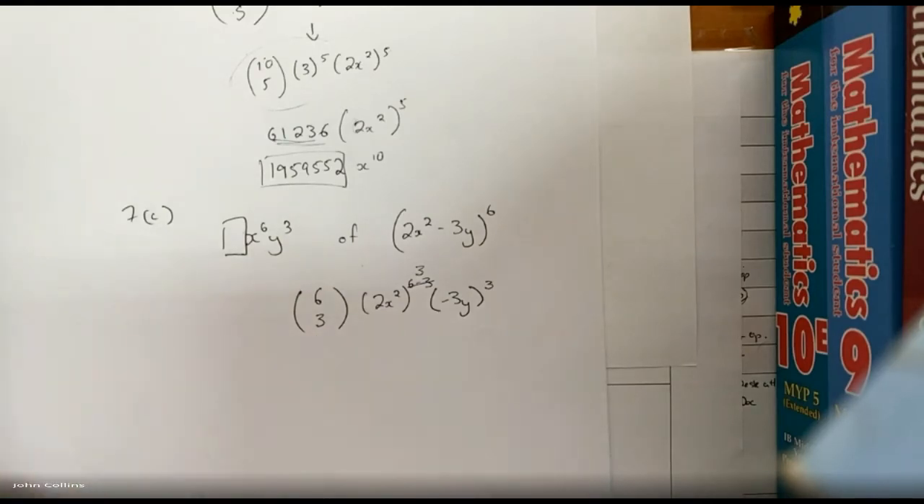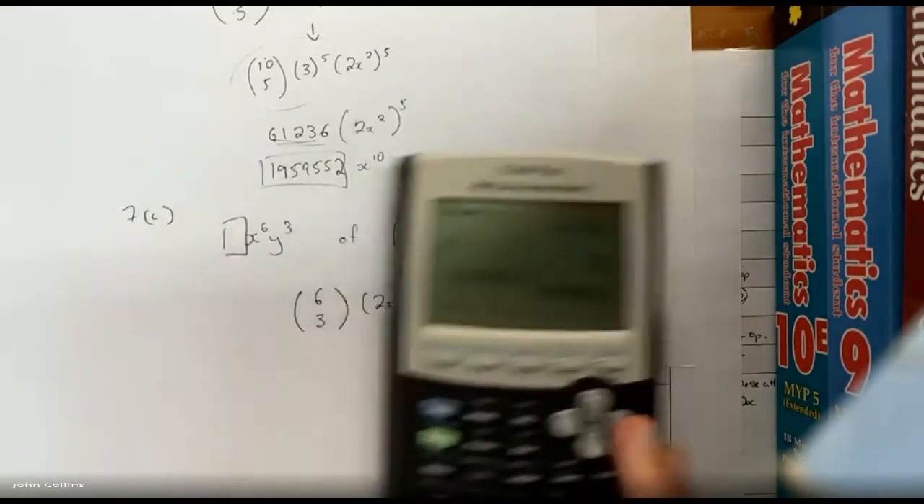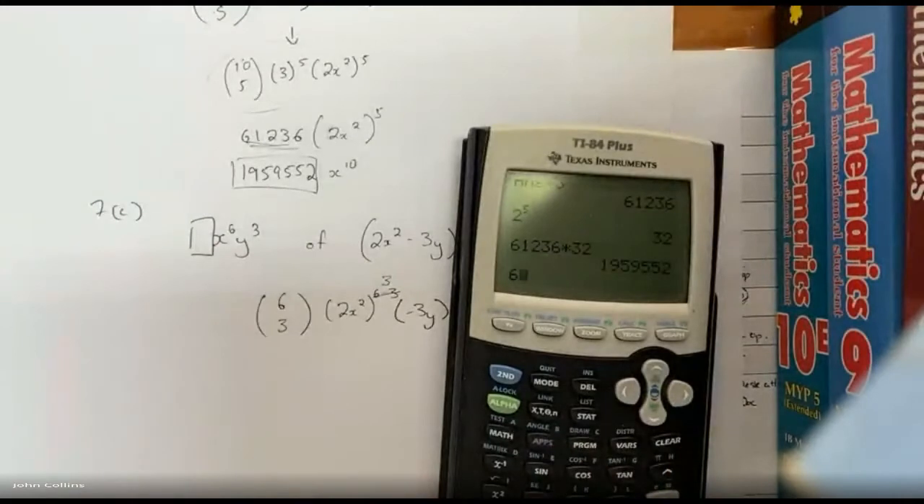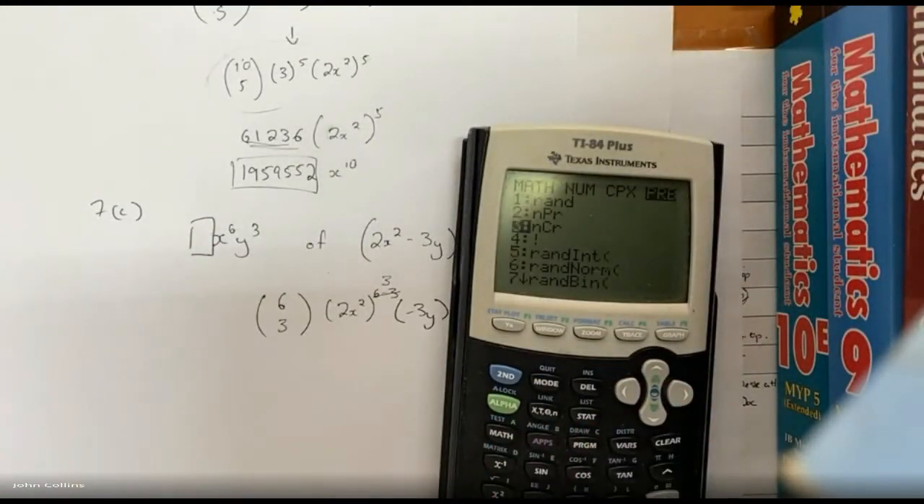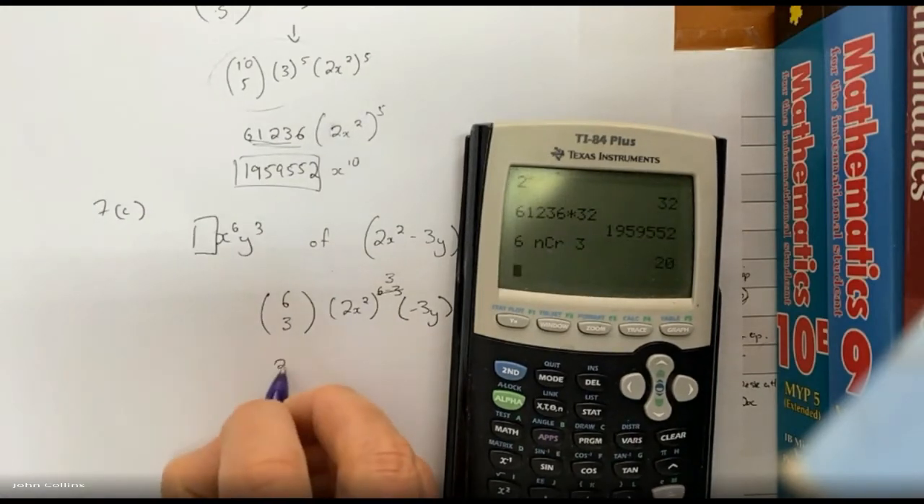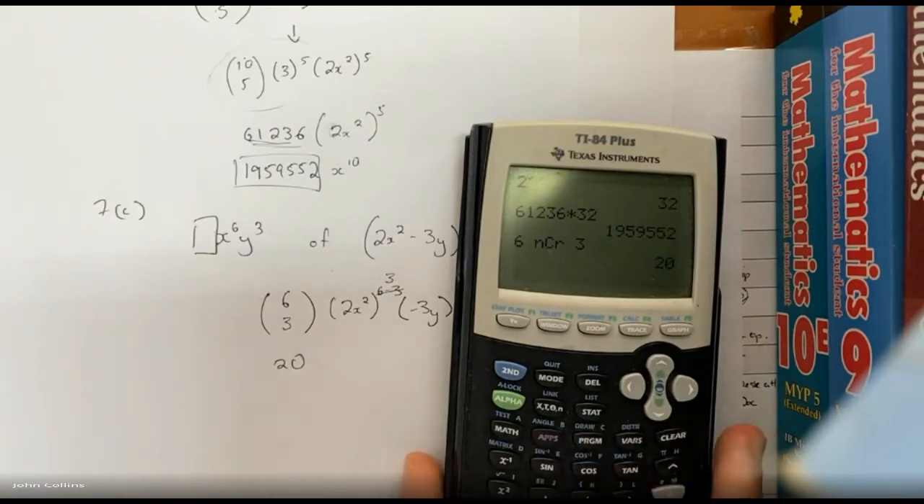6 choose 3 can be done here. Okay, 20. Possibly could have known that from my Pascal's triangle.